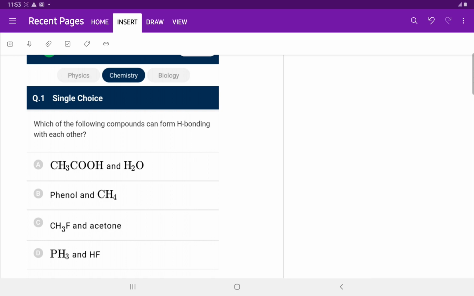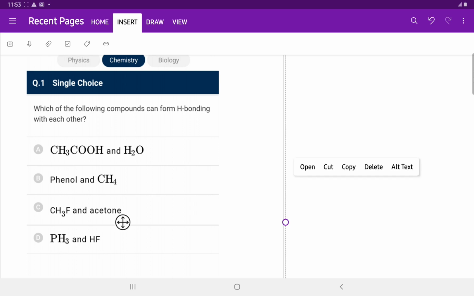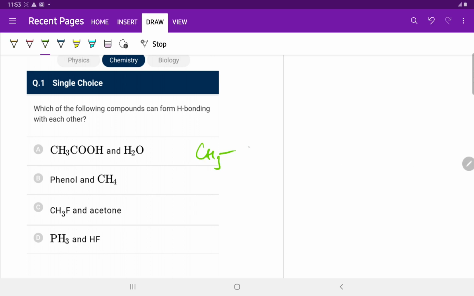Which of the following compounds can form hydrogen bonding with each other? First is acetic acid. Acetic acid is CH3COOH, and this oxygen is capable of forming hydrogen bonding with the hydrogen of a water molecule, and this hydrogen is also capable of forming hydrogen bonding. So acetic acid and water can form hydrogen bonding.